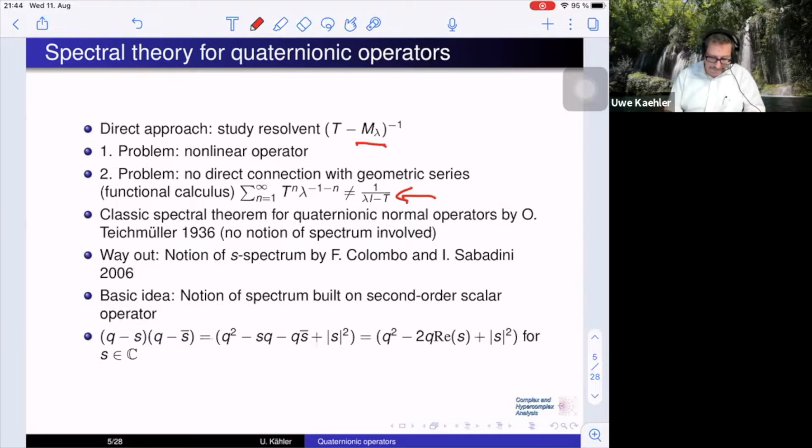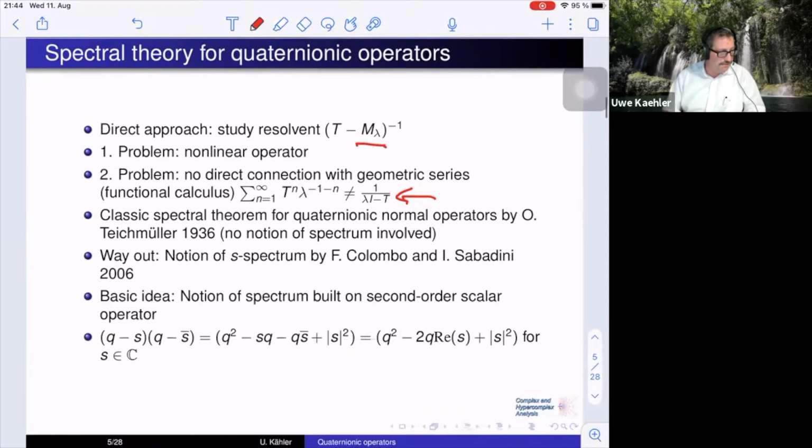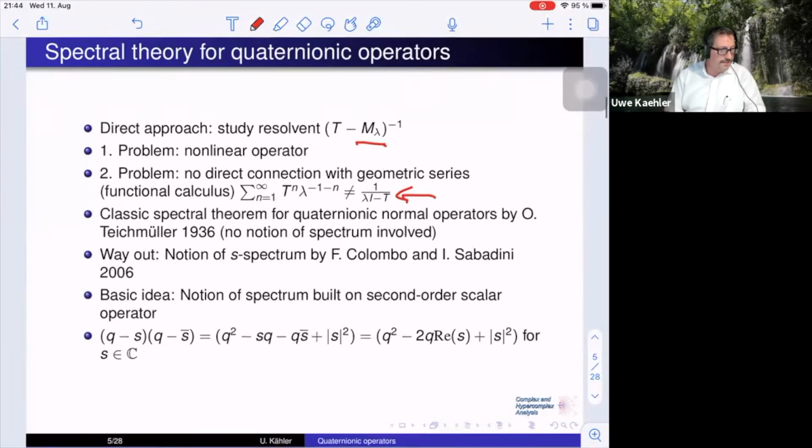And the basic idea below, or the first idea below, you can simply see if you make simple calculations. Of course, if you look at it, you will see that this one works for S as a complex number. But this term on the right-hand side also makes sense if S is, for instance, a quaternion. Of course, calculations like that don't work anymore, and you don't have commutation. But on the right-hand side, you have Q as basically the only one which is really quaternionic, and S, even if you use a quaternion, would still be the real part and the modulus.